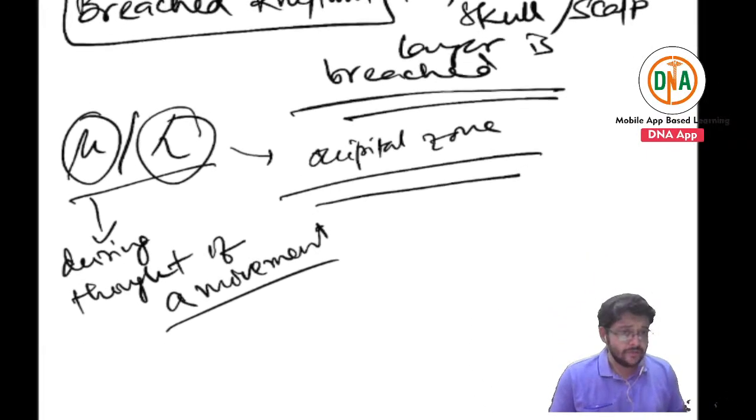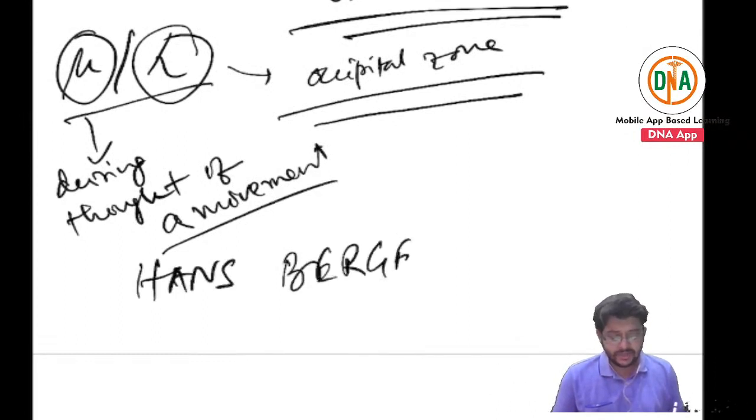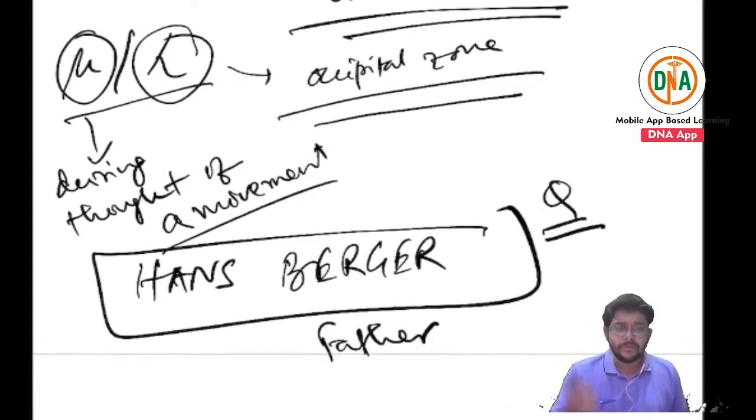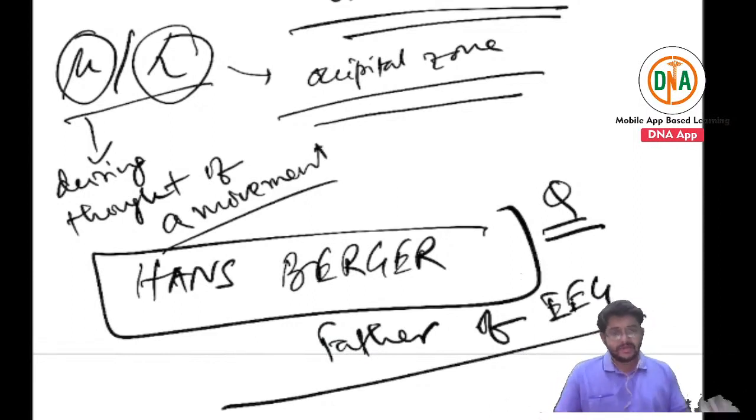And extremely important at the end of EEG, the father of EEG is Hans Berger. Again a small one-mark question or viva. This is very important. This is the inventor of EEG, Hans Berger. William Einthoven was the inventor of ECG. Hans Berger is the inventor of EEG. Remember? So EEG was invented in McDonald's. Burger. You will never forget.